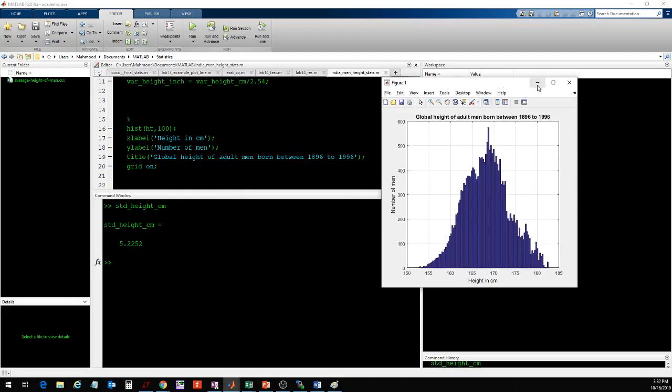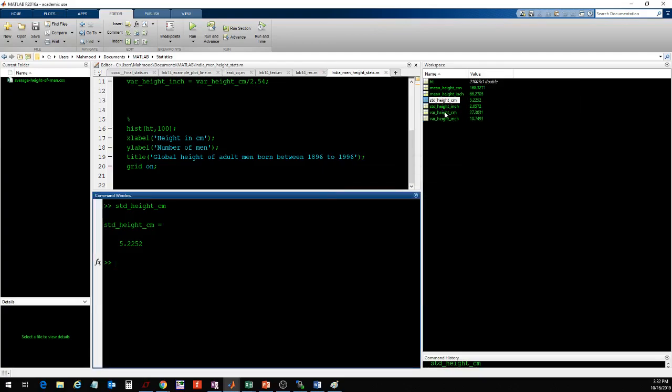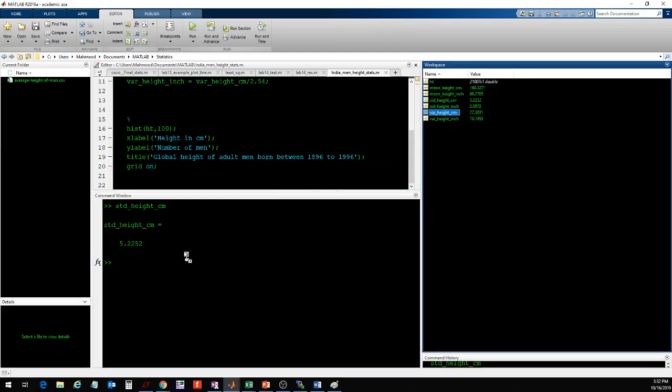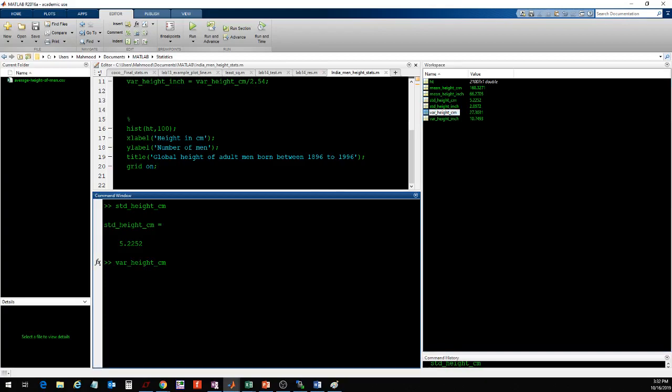How about the variance of the data set? I've used the variance formula over here. Let me take a look at that. I expect that to simply be the square of the standard deviation, which is about 27 centimeters squared.